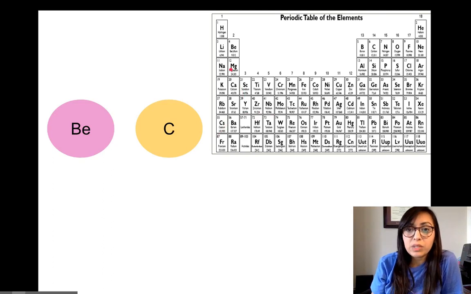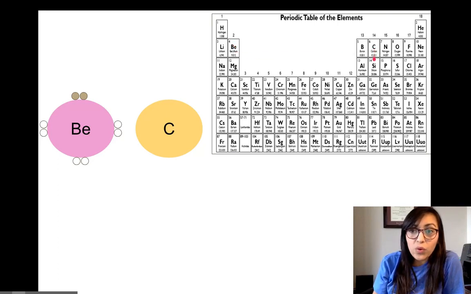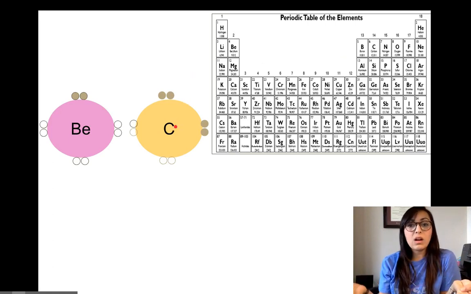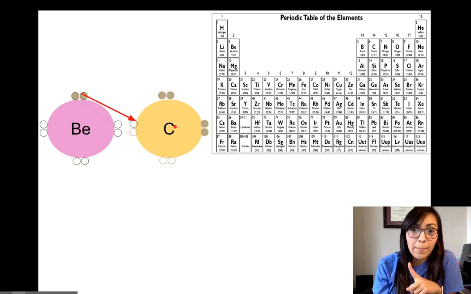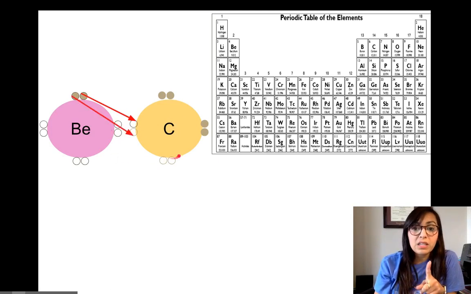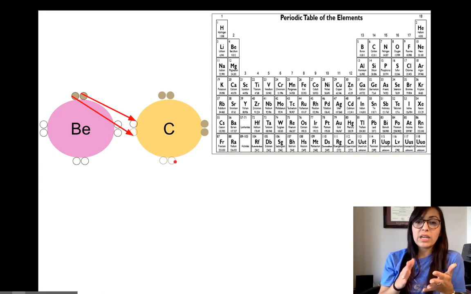Beryllium. Beryllium is in group 2, so it's got 2 valence electrons. Carbon is in group 14, so it's got 4 valence electrons. So can beryllium and carbon react? Can they bond? The answer is yes, right? But as you notice here, carbon has 2 empty spaces. So carbon has some options. He wants to try to get to 8 valence electrons.